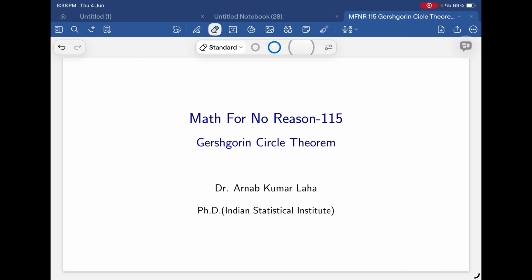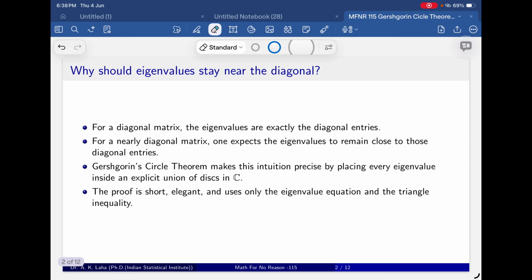In this edition, we are going to discuss the Gershgorin Circle Theorem. The Gershgorin Circle Theorem is a very interesting and important result with a rather simple proof. To motivate the theorem, consider a diagonal matrix.